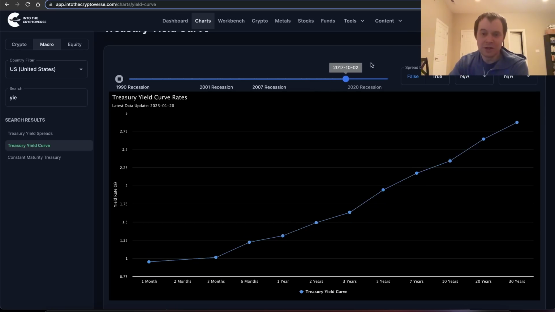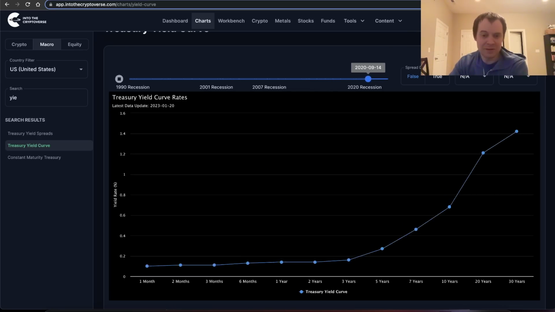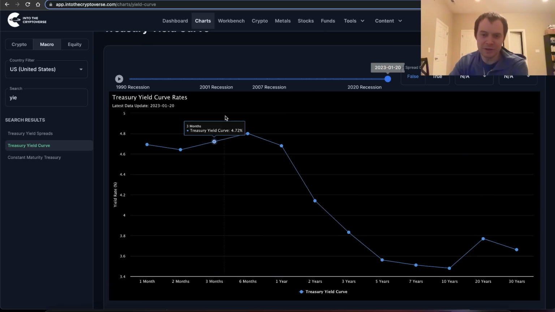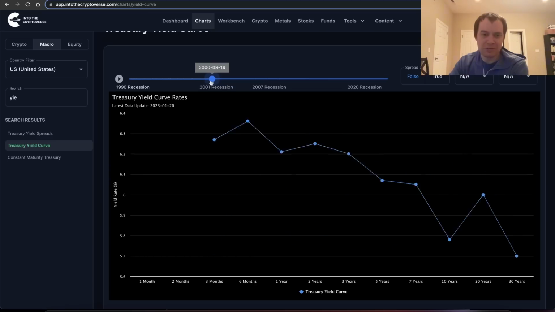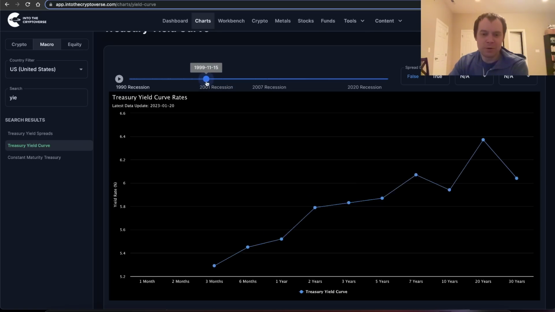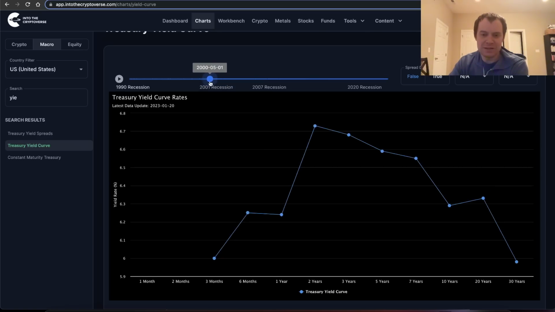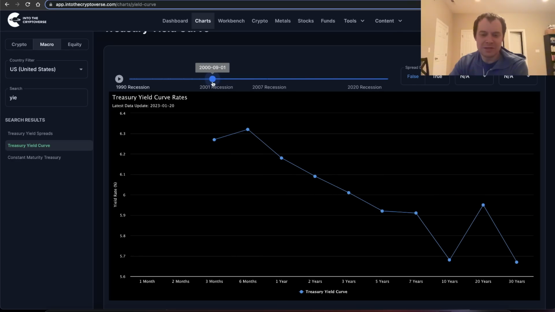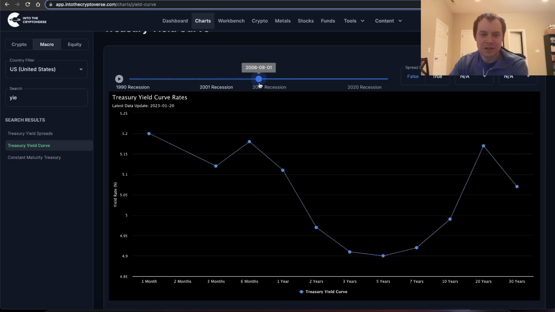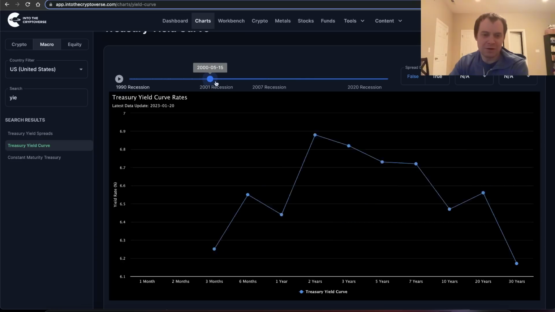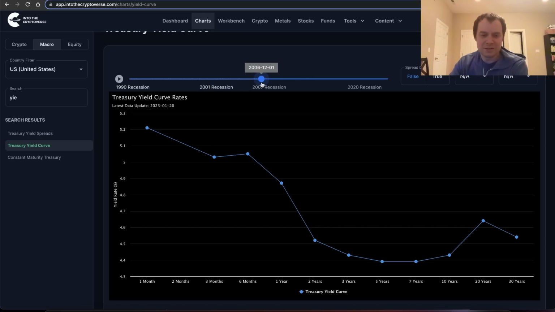Fairly normal yield curve. Coming up on the 2020 recession, very brief. You can see it briefly inverted. And then now this is where we are again. So scroll it back through time, right? If you look just before the financial crisis, you'll see that it was inverted. You look back to the dot-com crash, and you look back to the financial crisis, you'll see the inversion of the yield curve.